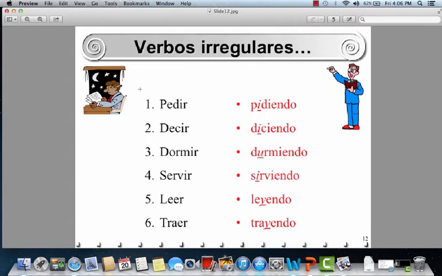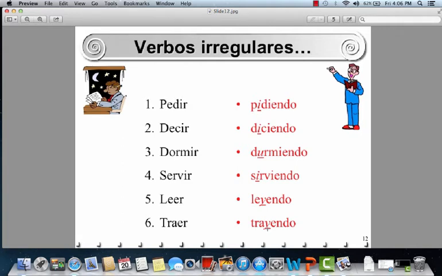Here we have several examples. We have the verb pedir, which means to ask for. Pidiendo means asking or ordering. Decir is to say. Diciendo is saying. Dormir is to sleep. Durmiendo is sleeping. Servir is to serve. Sirviendo means serving. Leer is to read. Leyendo is reading. Traer means to bring. Trayendo means bringing.